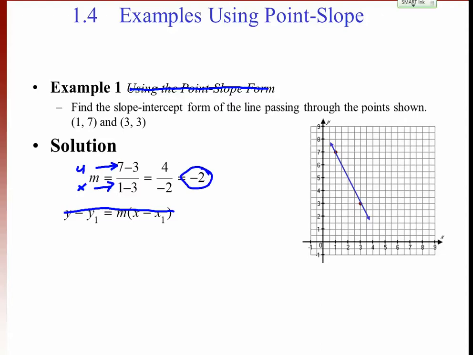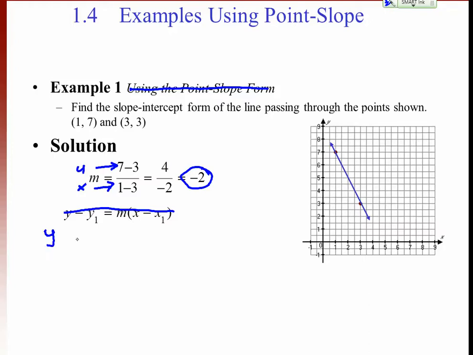Okay, so we can use the slope-intercept form. Now we have the slope, and we have one. We can use either one of these points, the 1, 7 or the 3, 3, to figure out where the intercept is going to go. So we already know the slope. Now we just need to find the intercept. Okay, so we're going to do that.